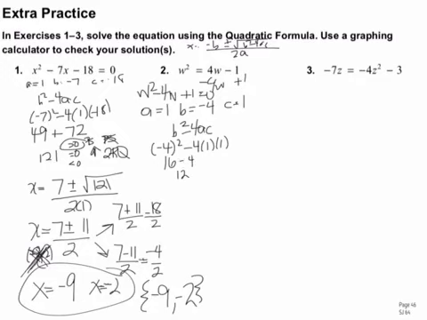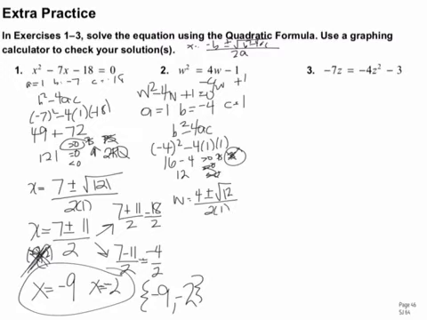Okay, is it greater than 0, equal to 0, less than 0? Okay, it's greater than 0. Is it a perfect square or not a perfect square? And it's not a perfect square. So I will have a radical in my answer. Okay, so this time it's w. W equals negative b plus or minus the square root of b squared minus 4ac all over 2a.